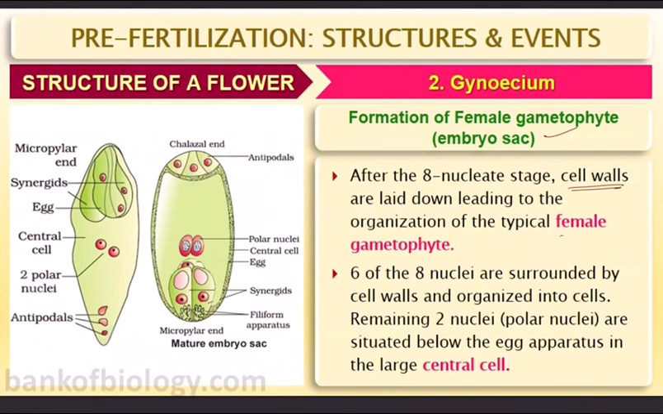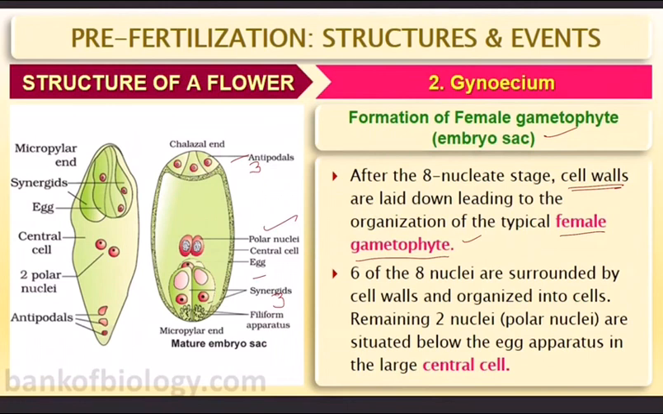After the 8 nucleate stage, now this is important, cell walls are laid down, leading to the organization of a typical female gametophyte. This is how the female gametophyte is formed. 6 of the 8 nuclei are surrounded by cell walls. Okay, 6, you can see the 3 antipodals and 3 synergids. They are all surrounded by cell walls and organized into cells. That means 3 cells top, 3 antipodals, 3 synergids. So 6 cells are formed out of the 8 nuclei.